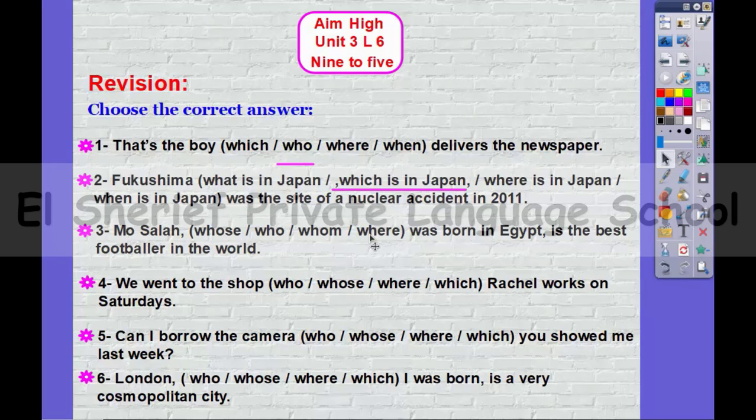Number 3. Mo Salah, who was born in Egypt, is the best footballer in the world. So Mo Salah who? Number 4. We went to the shop. Rachel works on Saturdays. So we went to the shop where? Number 5. Can I borrow the camera you showed me last week? So can I borrow the camera which you showed me last week? Number 6. London, where I was born, is a very cosmopolitan city.